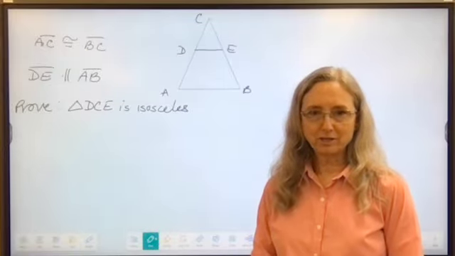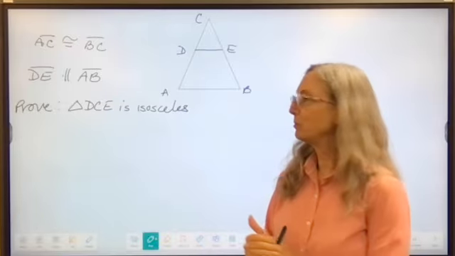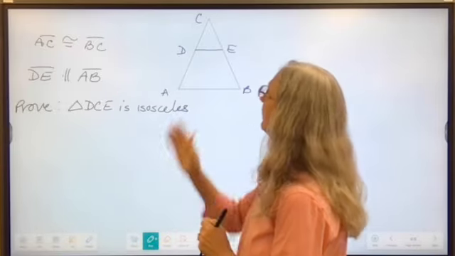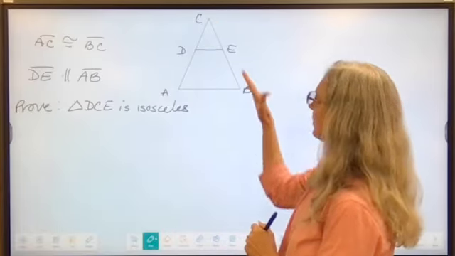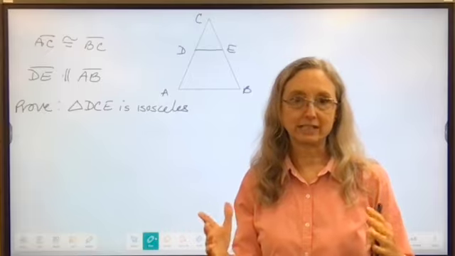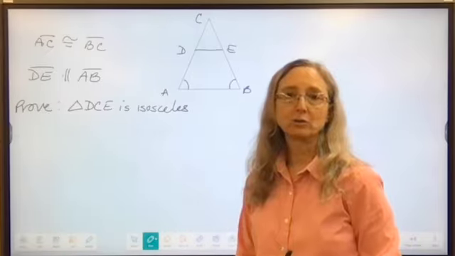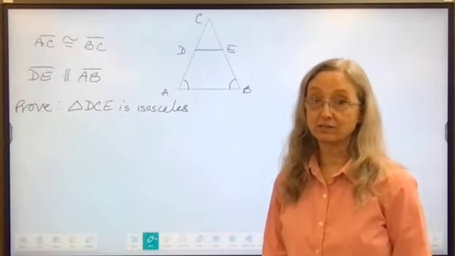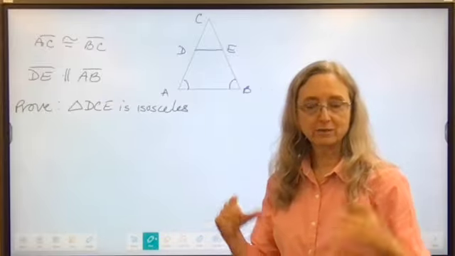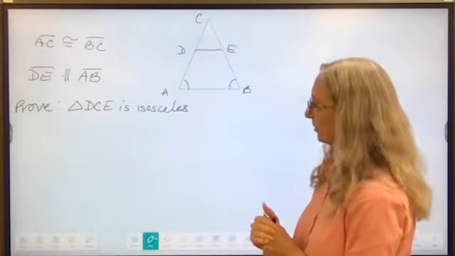Okay, I trust that you paused the video and you've got it all figured out, but just in case, let me show you how you would go about doing this. First of all, because AC is congruent to BC, then the large triangle is isosceles, and that means angle A is congruent to angle B because of the isosceles triangle theorem. Those base angles, if the sides are congruent, the corresponding base angles are congruent.